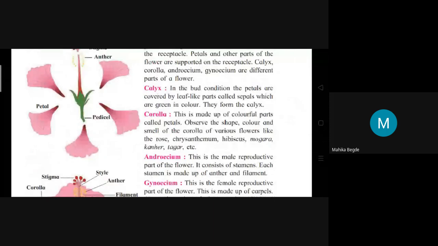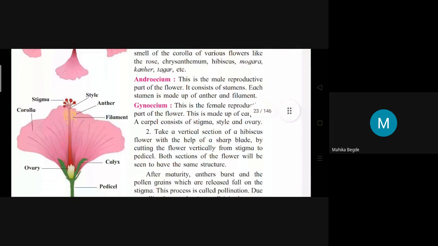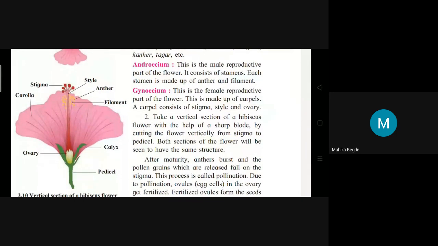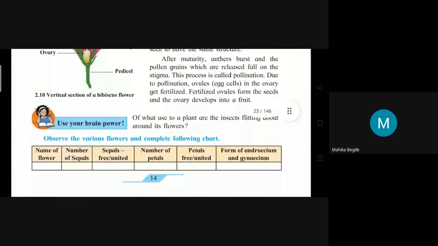In the corolla, we can observe the shape, color, and smell of various flowers like rose, chrysanthemum, hibiscus, mogra, kanher, and tagar. Then androecium. What is androecium? It is the male reproductive part. You know that a flower has two types of reproductive systems, male and female. The male reproductive part is called androecium. It consists of stamens. Then gynoecium is the female reproductive part. It is made up of carpels, and a carpel consists of stigma, style, and ovary.